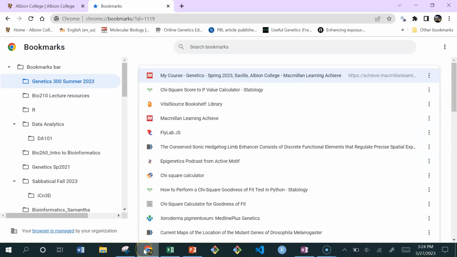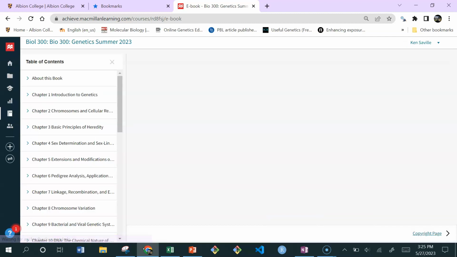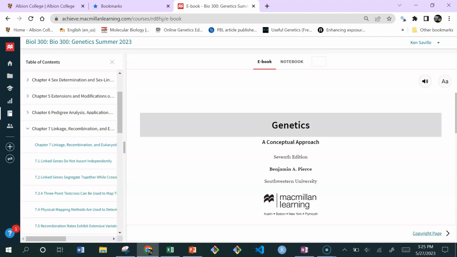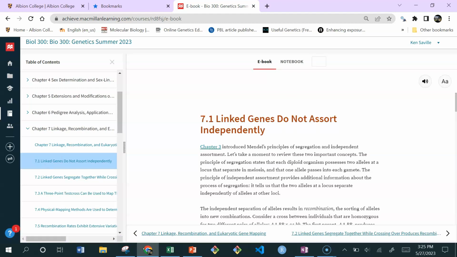Let's see, maybe we can look at the book a little bit. If you look at the book, down here there's an ebook. Hopefully you guys figured all this out already. And there's chapter 7, and the beginning part is talking about linked genes that do not assort independently.